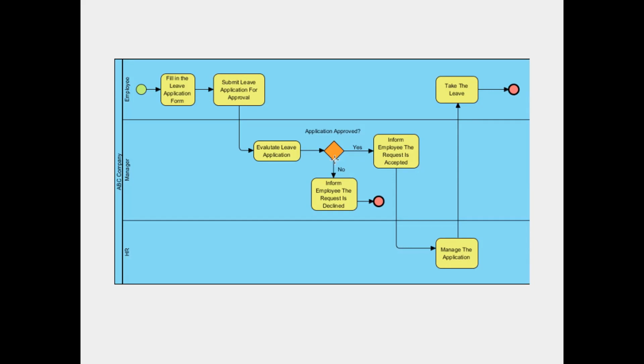If you say no, that means you are not allowed to take leave. So you have to inform the employee, and then this is the end. And if it is yes, then you are granting the leave. If you grant the leave, you have to inform the HR department because they are the ones responsible for handling salaries and so on. So you inform the HR department to handle this application, and then back to the employee. If you are in this direction, that means you have already been granted the leave. You can take the leave, and that is the end of the process.